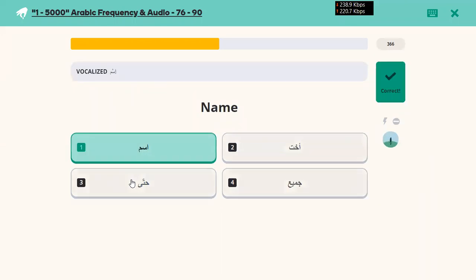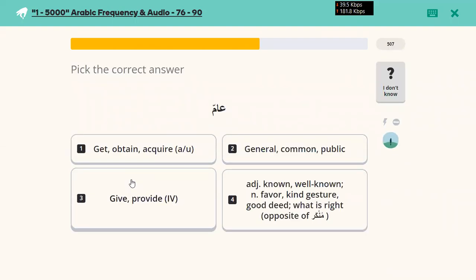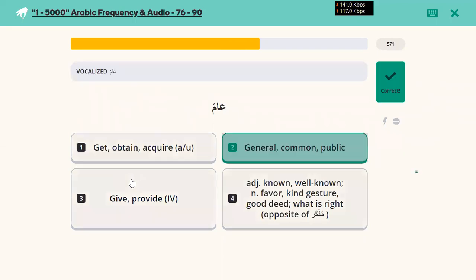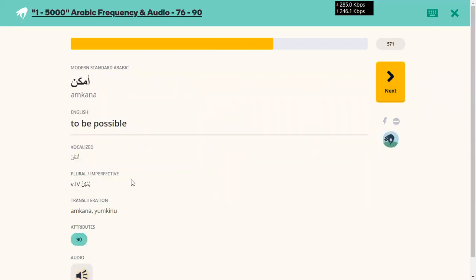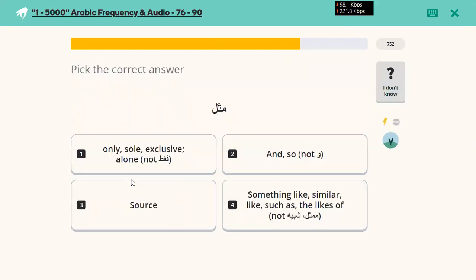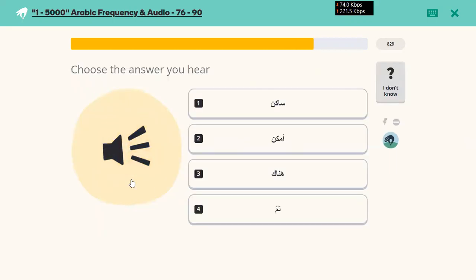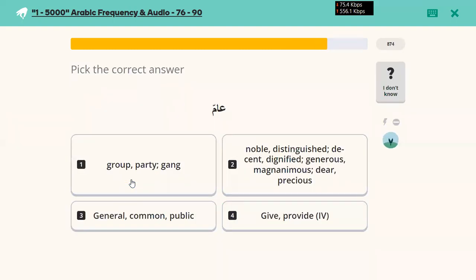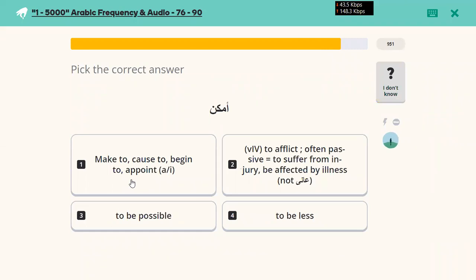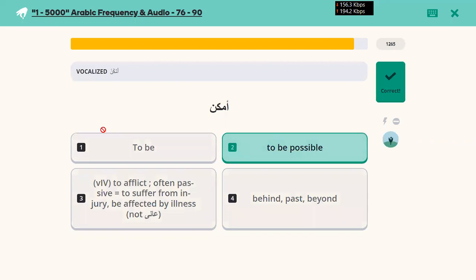Ism, number one, asma. Low, if not. Ism, name, number one, asma. Am is general, common, public. If asma, name, ism, second number. Misal, fourth number. Misal, amthal. Amkana, yumkinu, amkin, second number. Am, third number: general, common, public. Amkana, to be possible. Yumkinu. Yumkin.